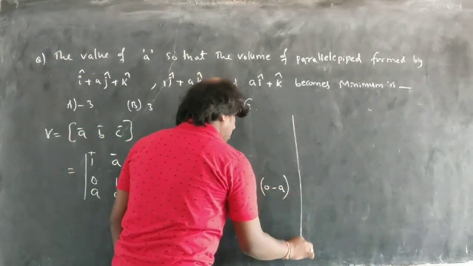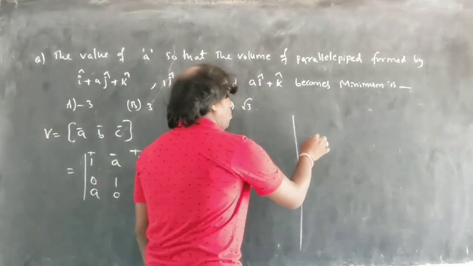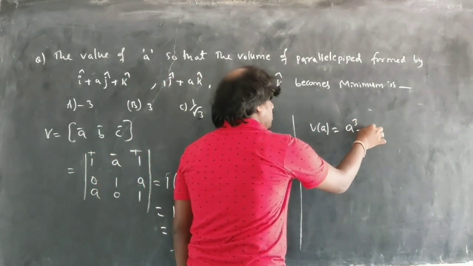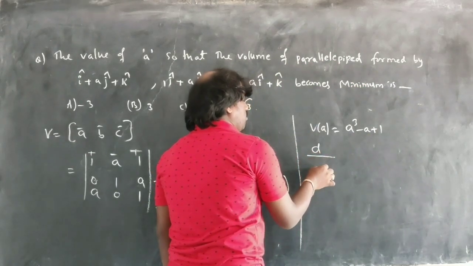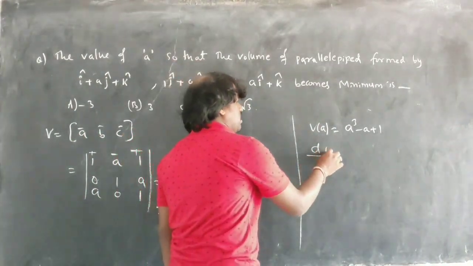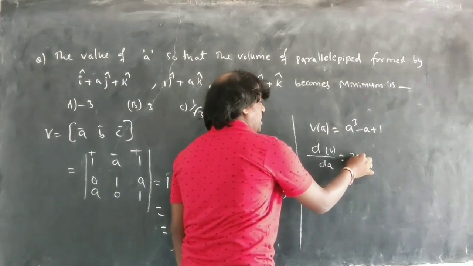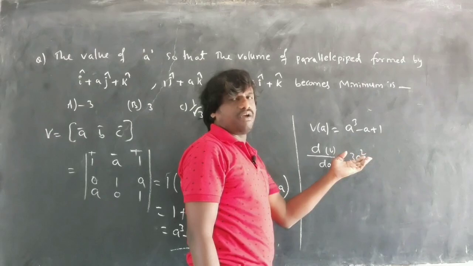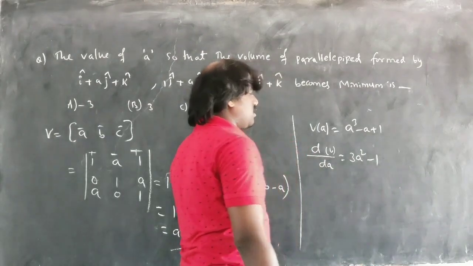If I want to find the maxima and minima of this volume in A, the volume of A is equal to the function in A, that is A cube minus A plus 1. Then if you differentiate this, dV by dA is equal to, A cube differentiation is 3A square. We have to differentiate with respect to A, just as X with respect to X. So 3A square minus 1.